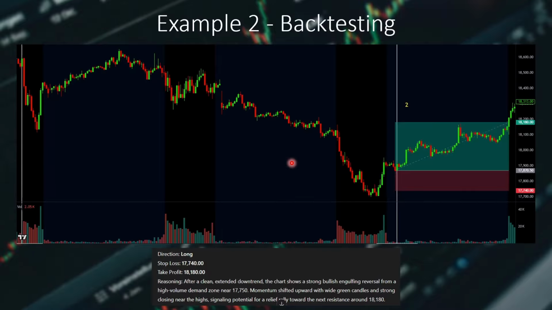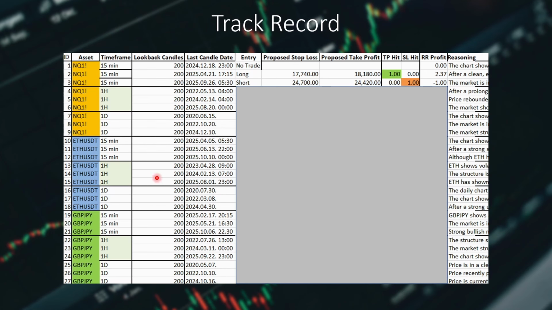Okay, now the next step was for me to test this 27 times on all the 3 assets and the 3 timeframes that I showed you earlier, and this is how the track record looks like. Now this is an Excel spreadsheet. If you want, let me know in the comment section and I can upload it to a Google Drive so you can download and check it out for yourself, so you can read all the reasonings behind all of these decisions.